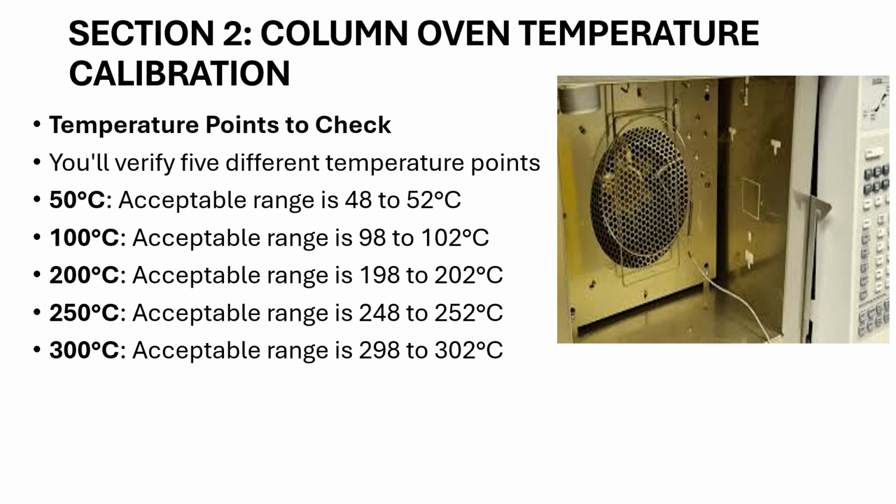Temperature control is absolutely critical in gas chromatography, so this calibration step cannot be skipped. The external probe used to record your oven temperature is a digital data logger. You have to set the temperature at different levels, that is 50, 100, 200, 250 and 300. And the acceptance criteria here is plus minus 2 degrees Celsius.